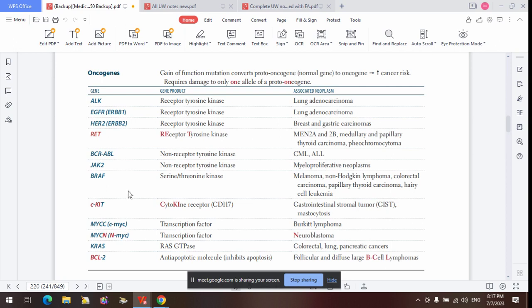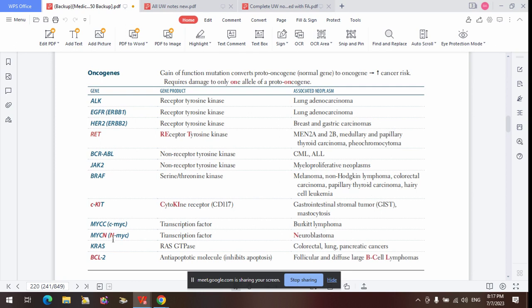c-KIT. So this c-KIT receptor is expressed in the stomach, the gastrointestinal interstitial cells of Cajal that drive contraction of the stomach, as well as the mast cells. So that is why it can cause GIST. GIST is gastrointestinal stromal tumor. And because you have these c-KIT receptors on the mast cells, it can also be implicated in causing systemic mastocytosis. So c-KIT is for GIST as well as the mastocytosis.